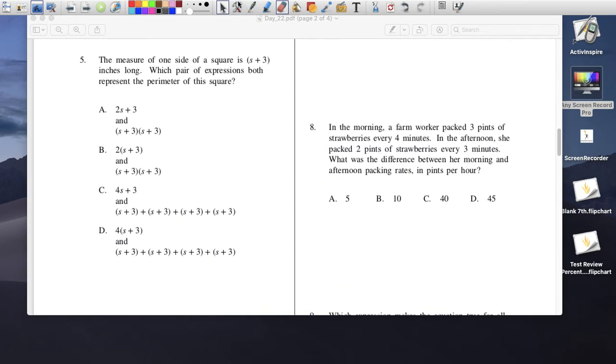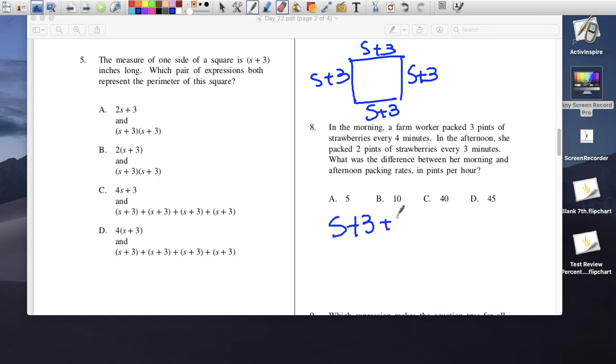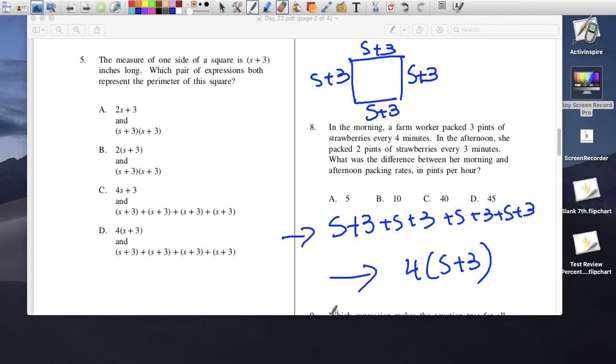Number 5. The measure of one side of a square is s plus 3. Let me draw the square. Every side is also s plus 3, s plus 3, s plus 3. We want to know which pair of expressions both represent the perimeter. To find the perimeter, we would do s plus 3 plus s plus 3 plus s plus 3 plus s plus 3. Or the shortcut would be 4 times s plus 3, because they're all the same. So we're looking for something that shows this and this. Anything that has 4 times the parentheses s plus 3 is what we're looking for.